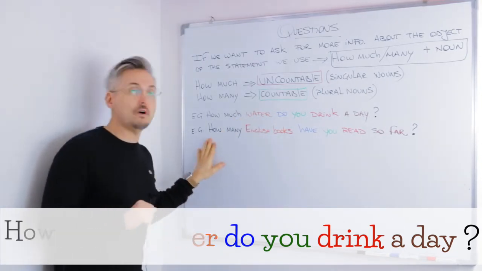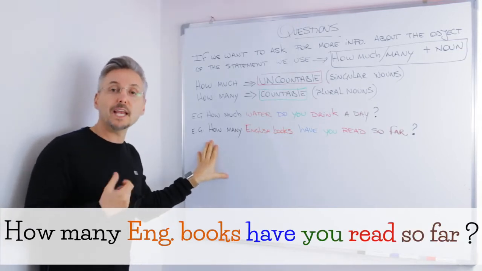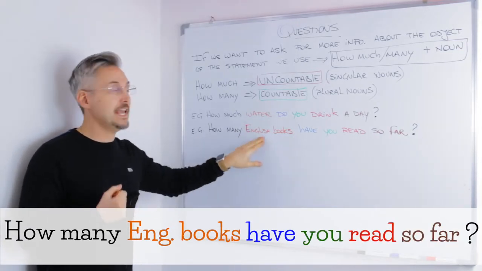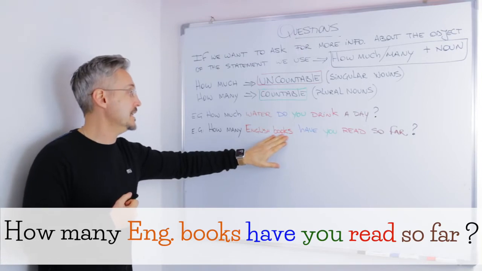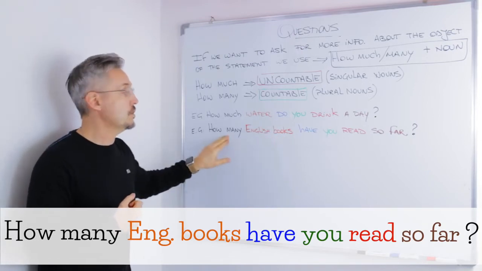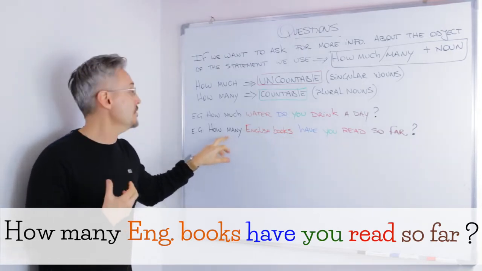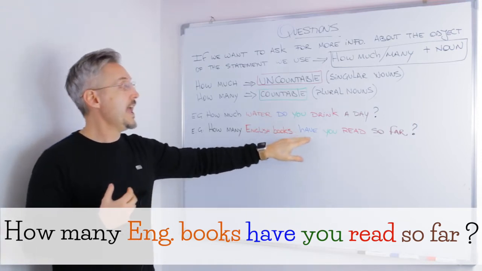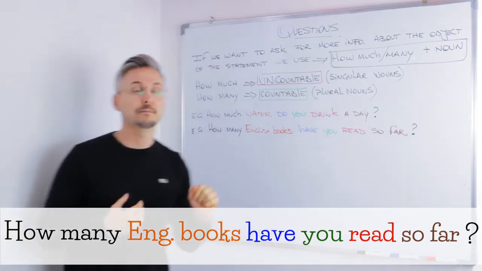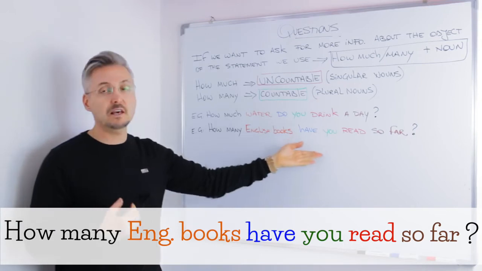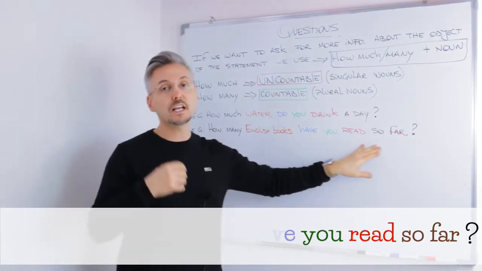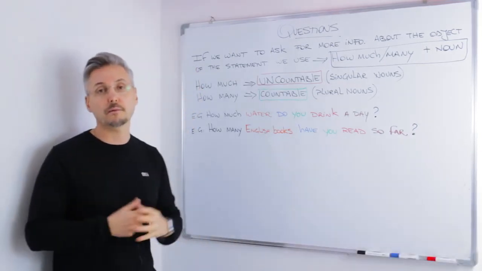Okay. So, for example, with how many? How many English books? In this case, we have English books. So, books is a countable noun. How many English books have you read so far? I have read 50 English books so far.